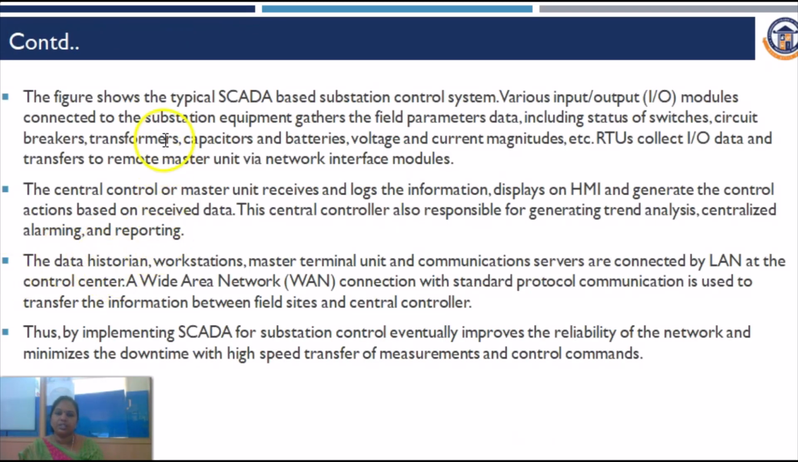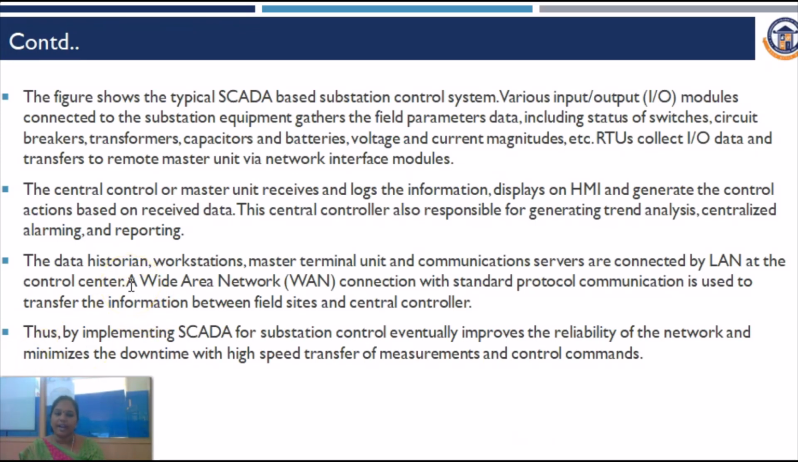So the above figure shows the typical SCADA based substation control. The central control or master unit receives and logs the information. Before that we collected the IO data from the RTUs, and then the master unit receives and logs the information. Logging means displaying or recording of the information, displaying on the HMI and generating the control actions based on received data.